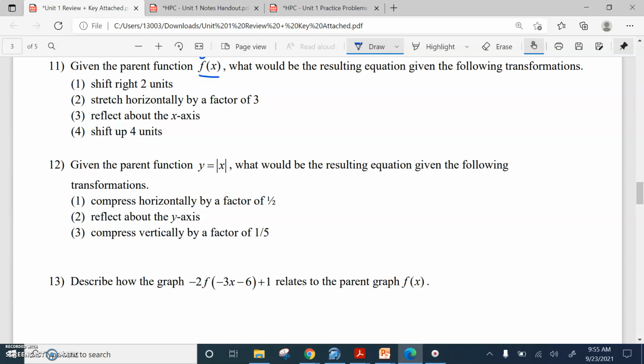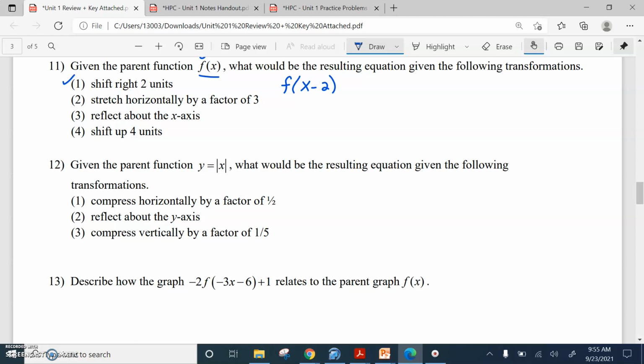Rather than keeping all these steps 1 through 4 in our head and then finding and writing one final answer, I suggest you go through and write them down each time you have a new transformation. So for example, f of x is shifted right 2 units. So I would rewrite that, f of x minus 2. And then we've kind of checked that off, question or dash 1.